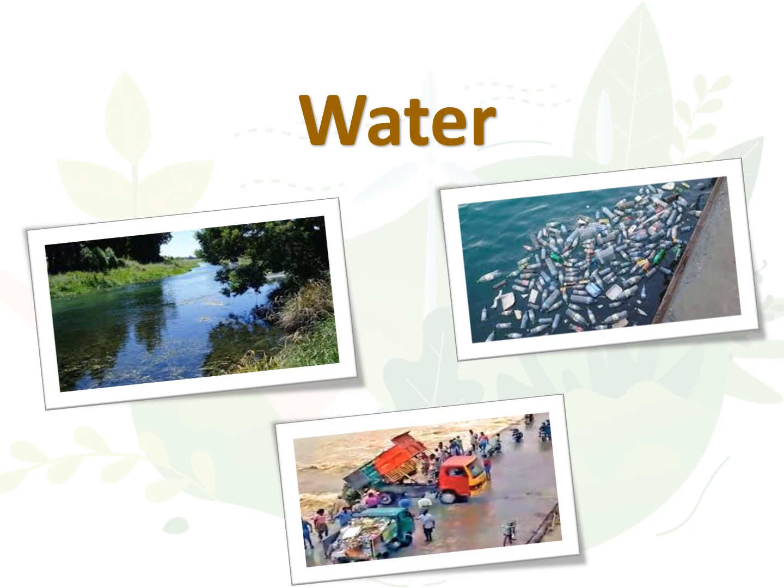Water. We use fresh water from rivers and ponds for drinking and cleaning, but dump garbage into them. The rivers and ponds are getting polluted. This way, after several years, we will have no clean water for our use.